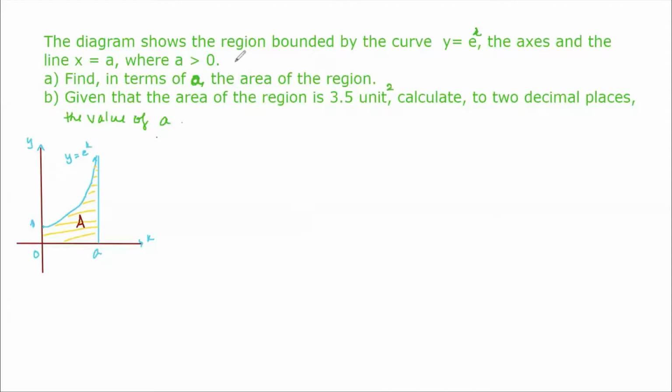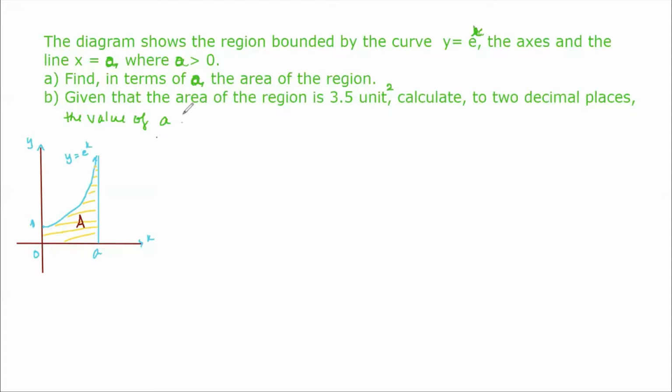The diagram shows the region bounded by the curve y equal to e power x. This is the x-axis, and the line x equal to a. This is a, where a is greater than 0. Find in terms of a the area of the region.